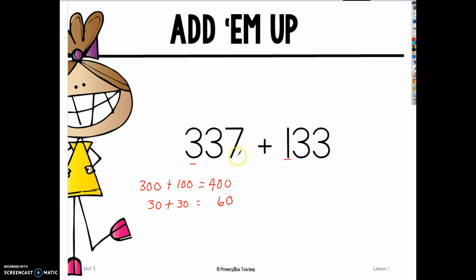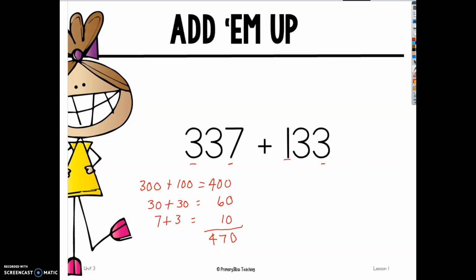Here's how I'm going to make my 10. I'm going to take my ones, my 7 and my 3, add those together, and I'm going to get that 10. Add those together, and I'm going to get 470.